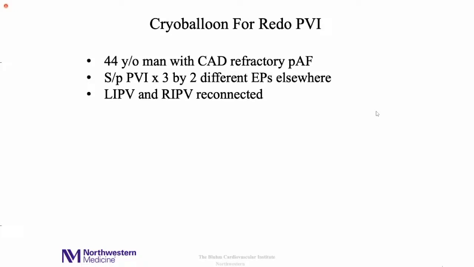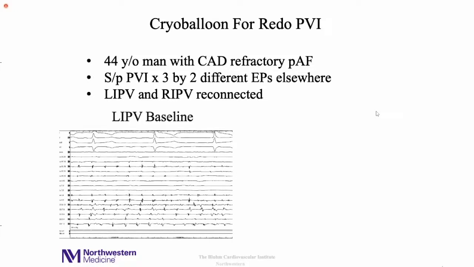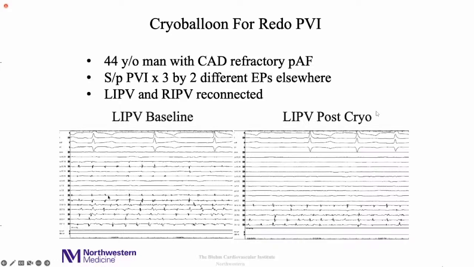We use the cryoballoon, as I mentioned, for some redo cases. This is another example of a 44-year-old man with coronary disease, refractory PAF. He had had 3 PVIs with RF by 2 different electrophysiologists. He came back and both inferior veins were reconnected. You can see he's in fibrillation at the time. The circular mapping catheter shows entrance into the pulmonary veins, and with freezing these veins, we were able to re-isolate them.